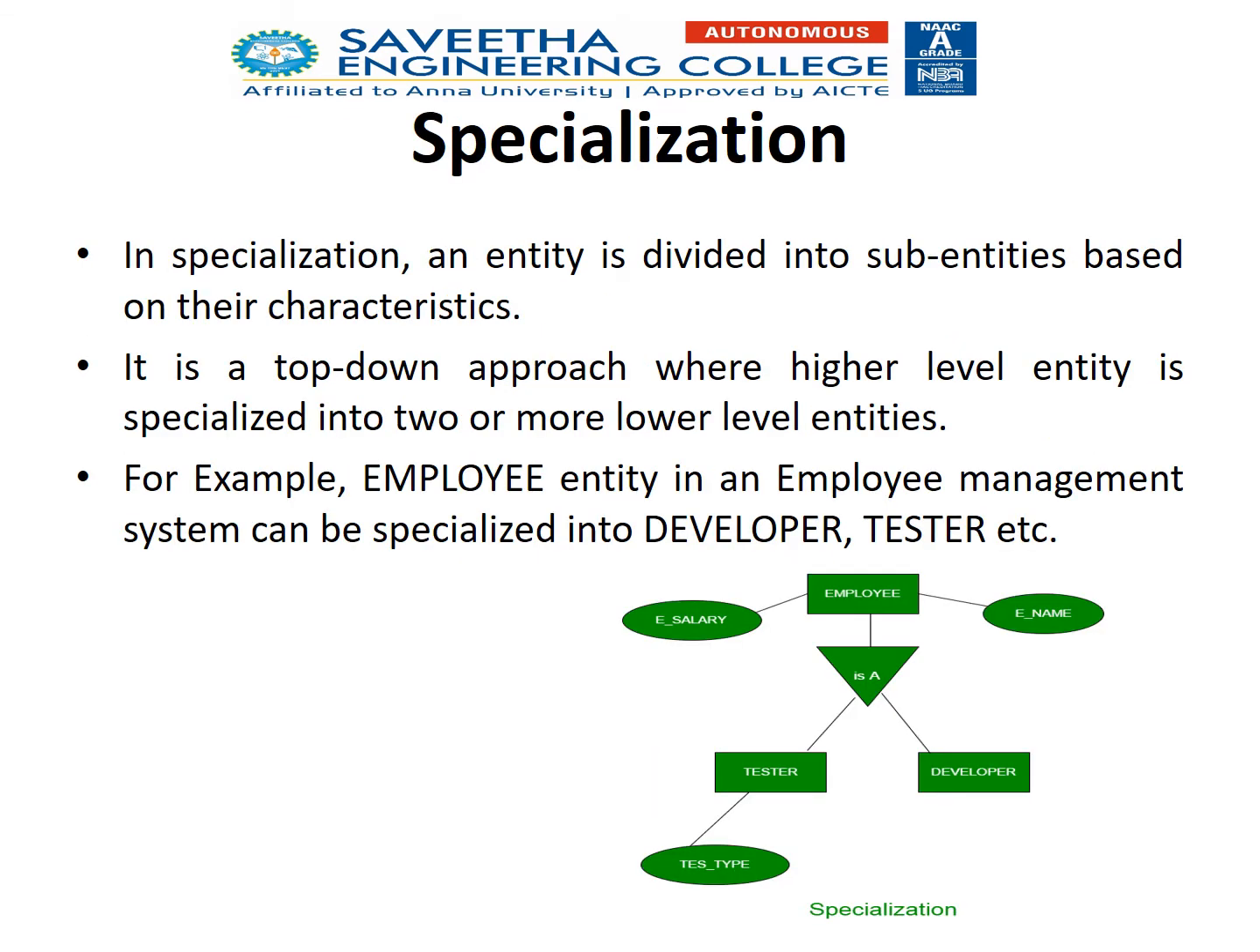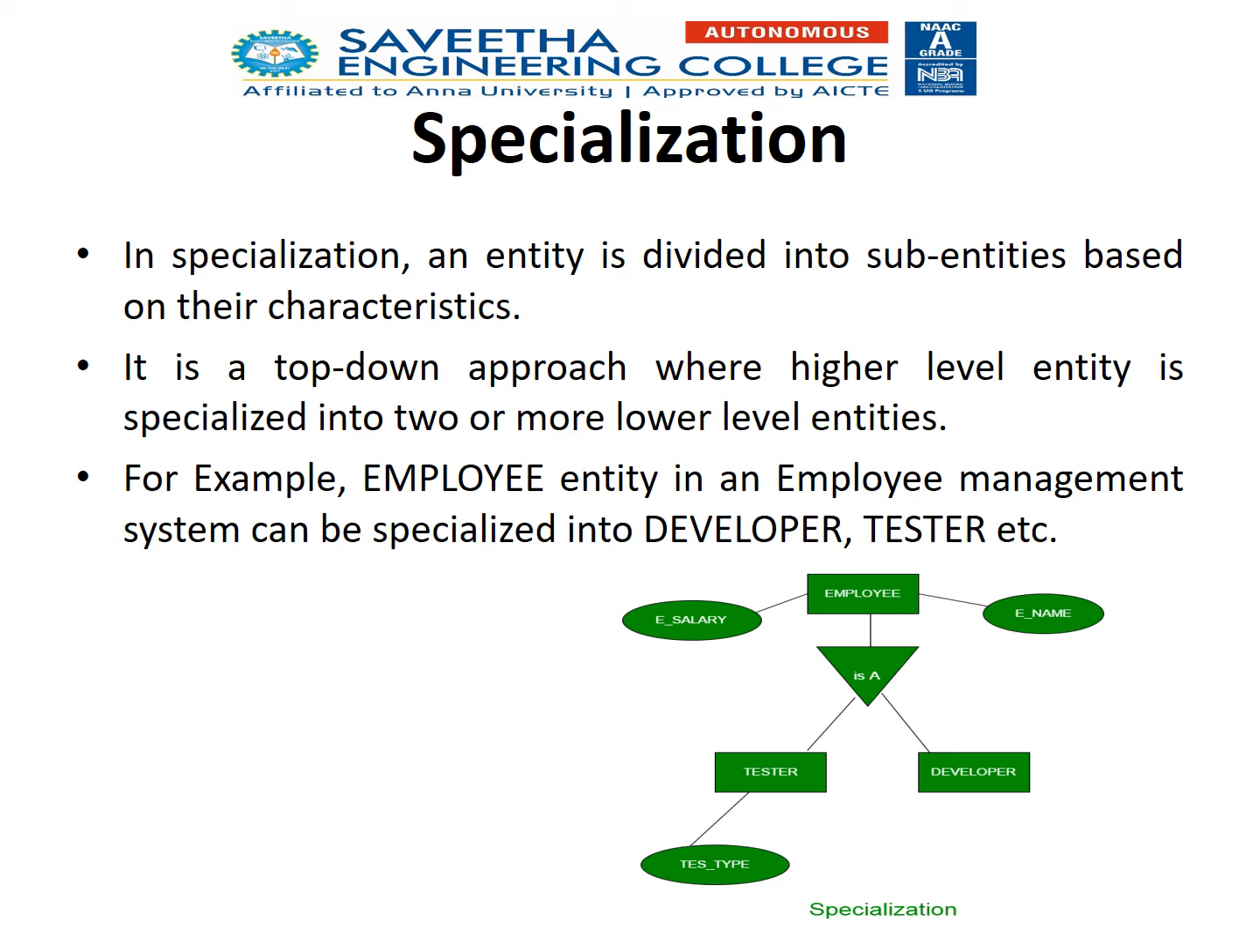Specialization is the reverse operation of generalization. In specialization, an entity is divided into sub-entities based on their characteristics. It is the top-down approach. Generalization is the bottom-up approach, and specialization is the top-down approach. Here we have the example.